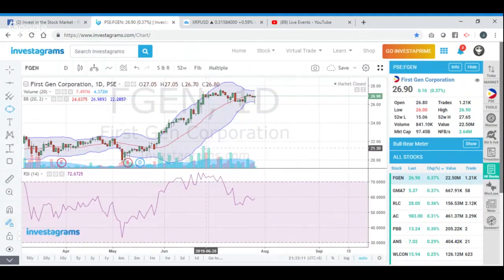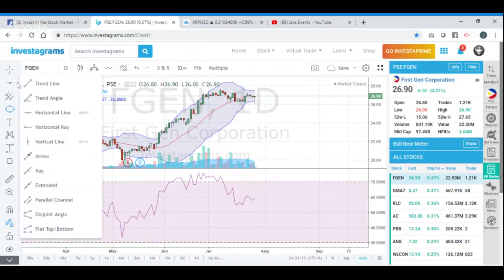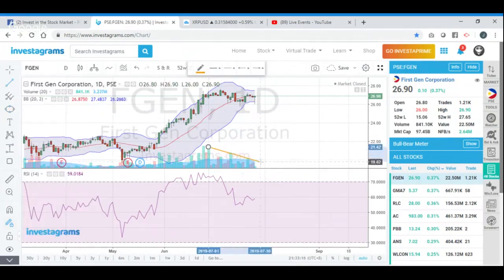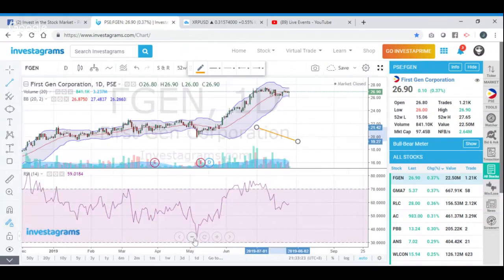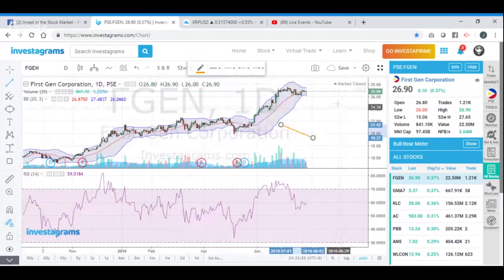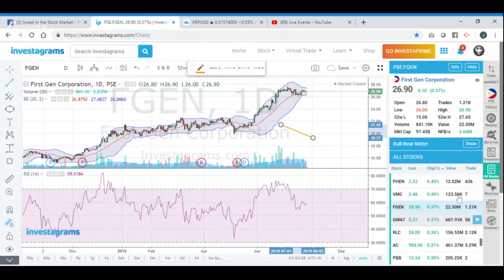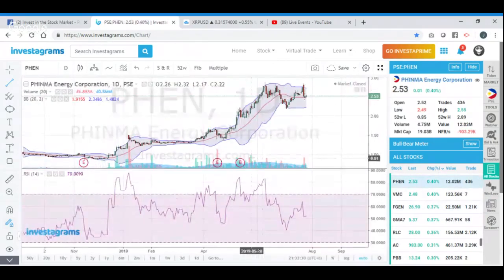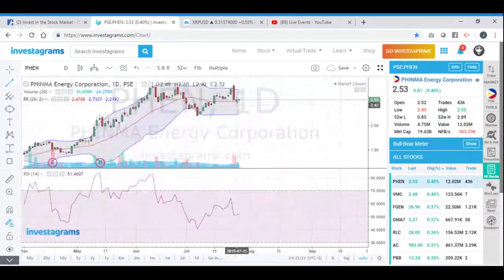The volume is going down here, starting to decline. I'm not very comfortable in recommending FGen. It might retrace, might rest for a while. Fen, you are in a great position because you are near MA20.